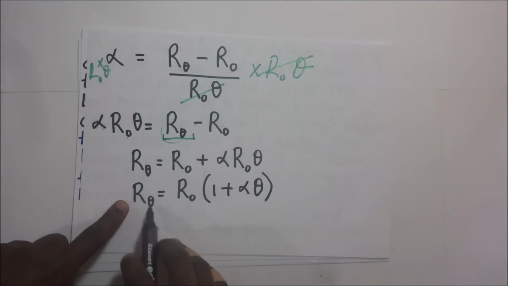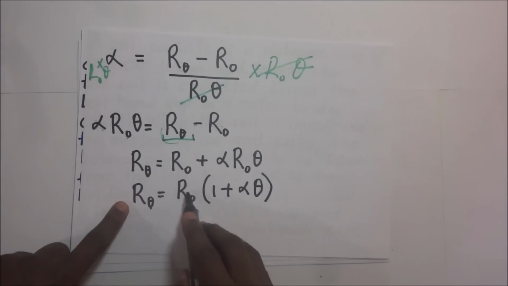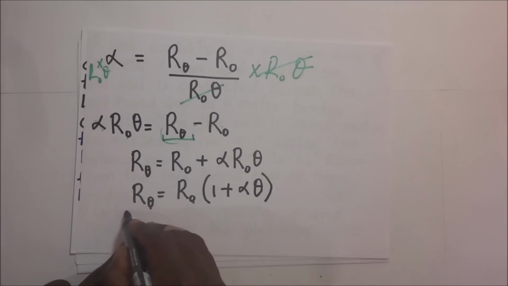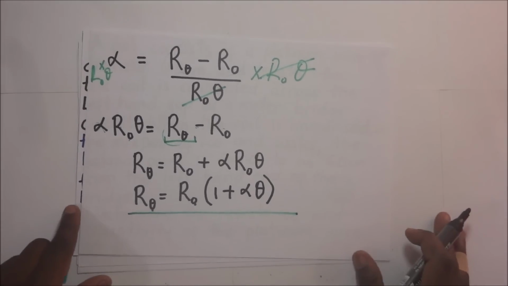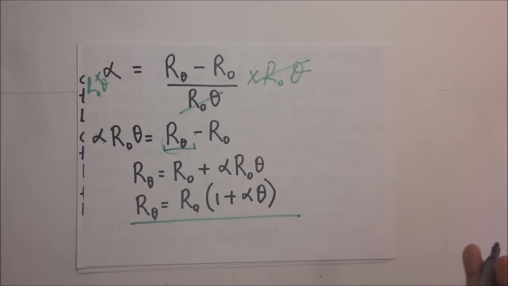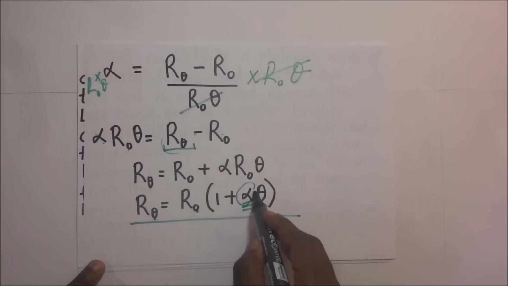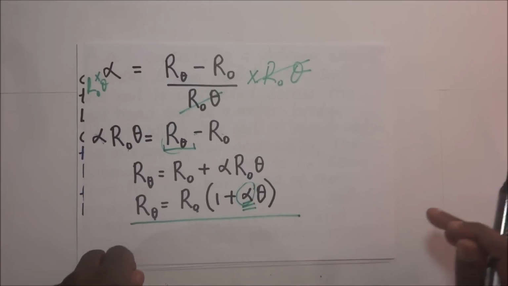You find that resistance at a temperature theta is equal to resistance at 0 degrees Celsius times 1 plus alpha theta. So this is the expression that we shall be using in our calculations and other expressions when we're trying to calculate the temperature coefficient of resistance, which is denoted by the alpha sign.